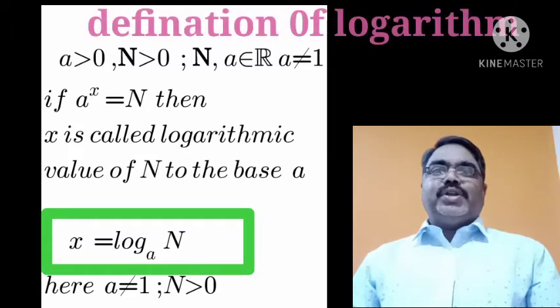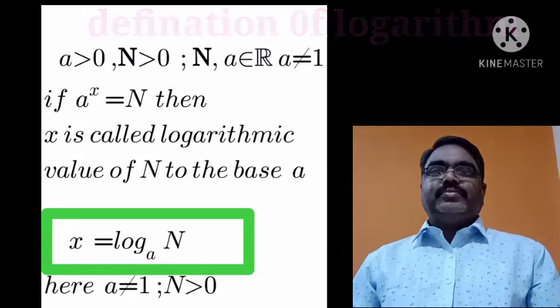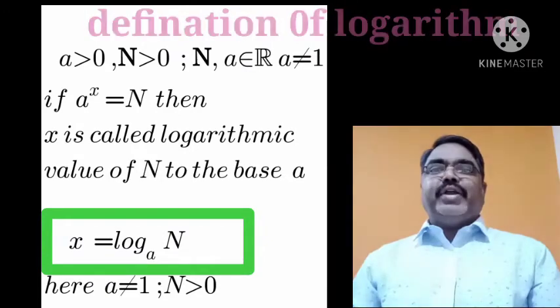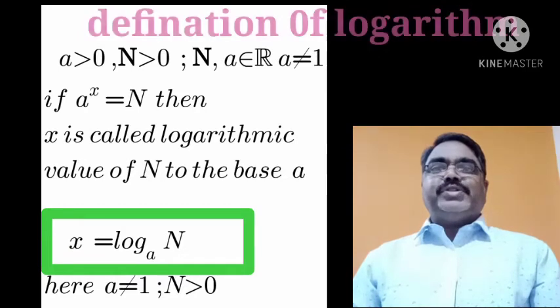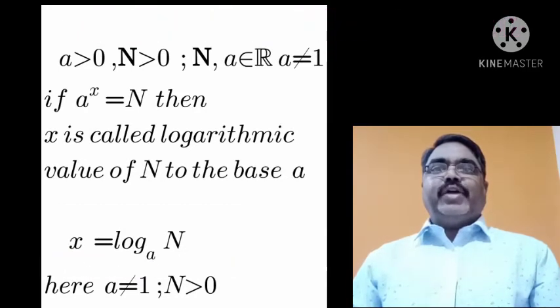What do you notice, children, here? There is a correlation between exponential form and logarithmic form. Logarithmic form is defined from an exponential form. If a to the power of x is equal to n, then its logarithmic form is x is equal to logarithm of n to the base a.